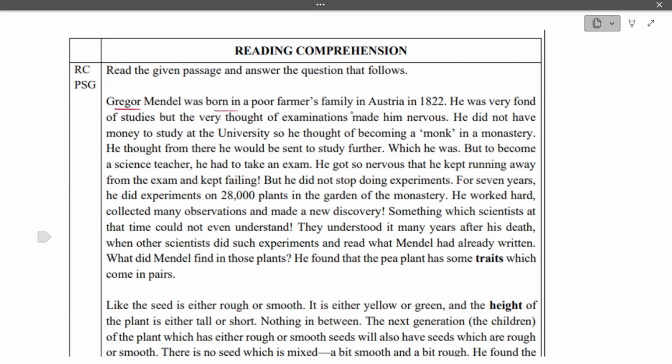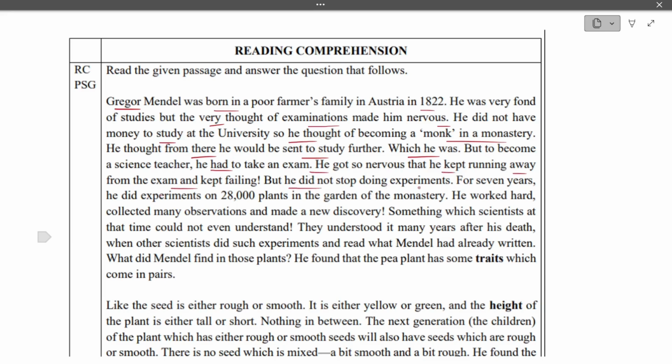Gregor Mendel was born in a poor farmer's family in Austria in 1822. He was very fond of his studies, but very thought of examinations made him nervous. He did not have money to study at the university, so he thought of becoming a monk in the monastery. He thought from there he would be sent to study further, which he was, but to become a scientist teacher. He had to take an exam. He got so nervous that he kept running away from the exam and keep failing.